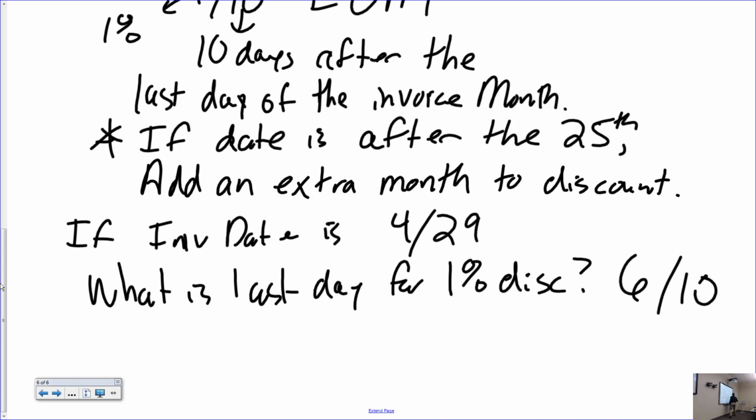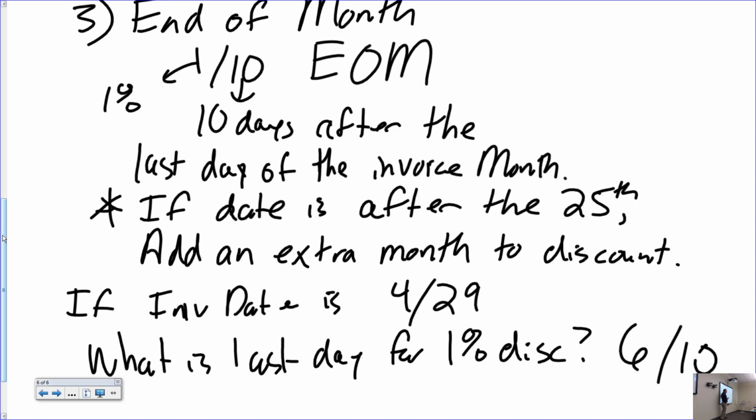If this date had been 4/22, 5/10. Okay? That's what we mean by end of month. So please do not tell me that they have to pay by the end of the month to get the discount. That's just when the discount starts. And again, note that this number is not always 10. Sometimes it's 8. Sometimes it's 4, based on the company and where they're at.